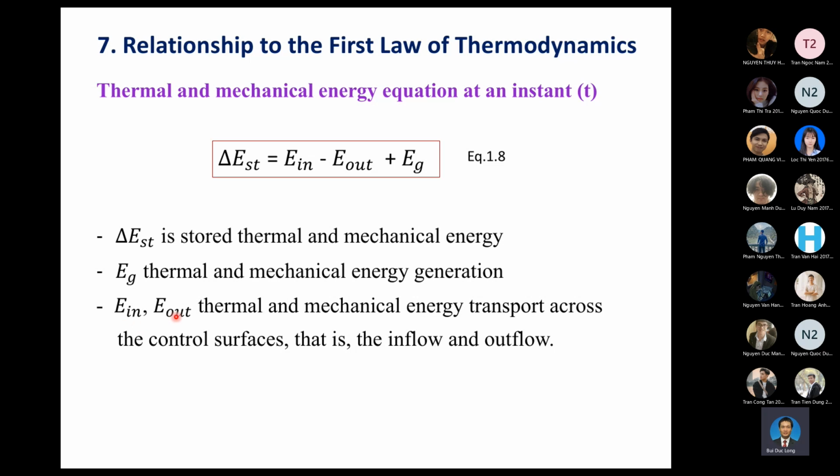E in and E out are the thermal and mechanical energy transported across the control surface. So you remember the energy here can be thermal and mechanical energy. This is in and out.